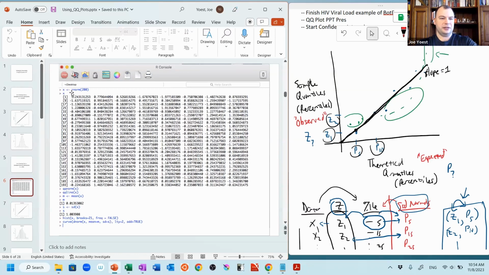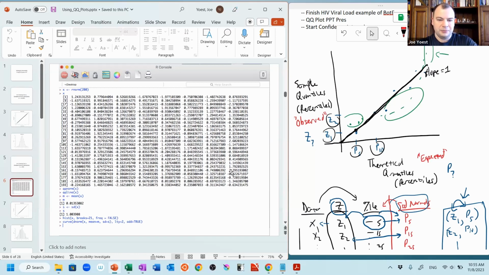So in R, we take random draws from a standard normal distribution of size 200. We store that in the variable X. Here's a printout of what all of those draws were, just in case you're interested. We had 200 draws, and if we look through here, these are all Z-scores.